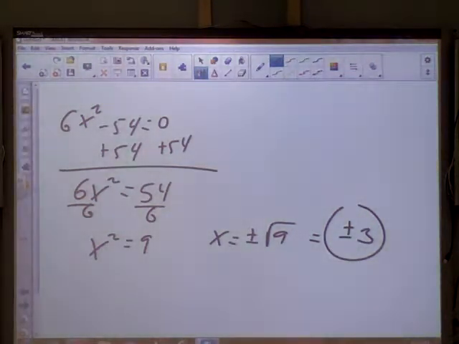Let's get that. She believes you got negative 3. Yep. Did you do factoring or quadratic formula?